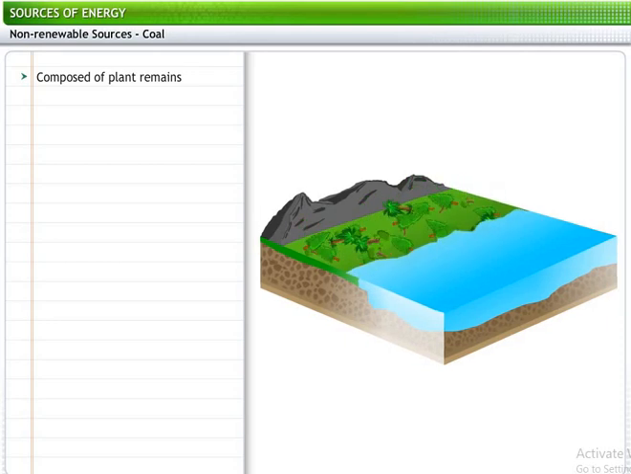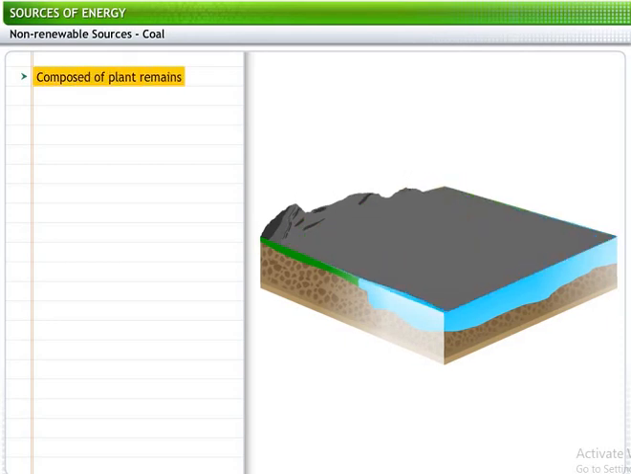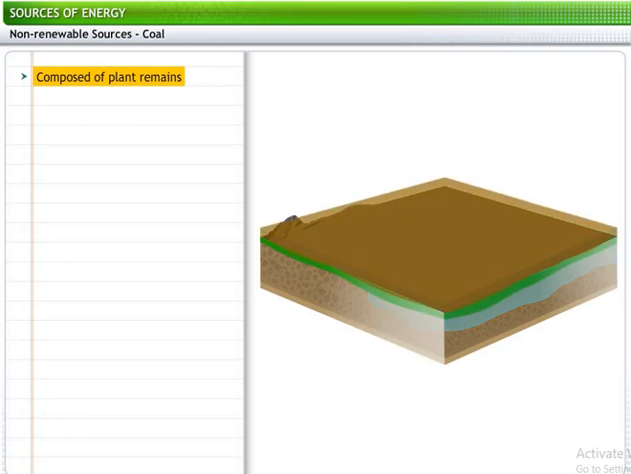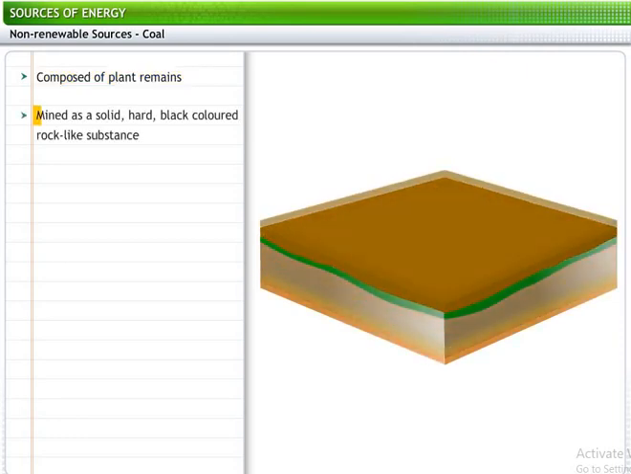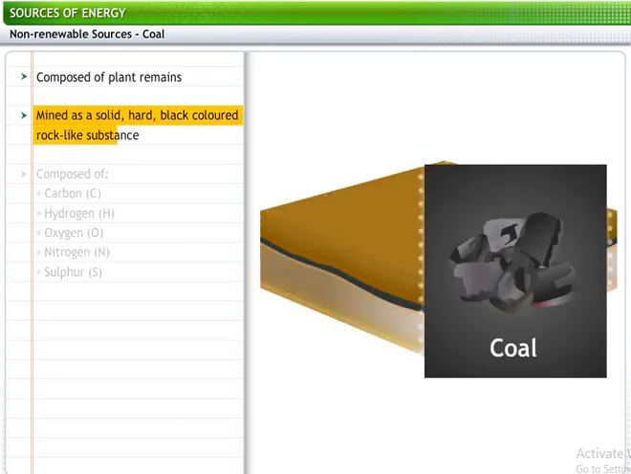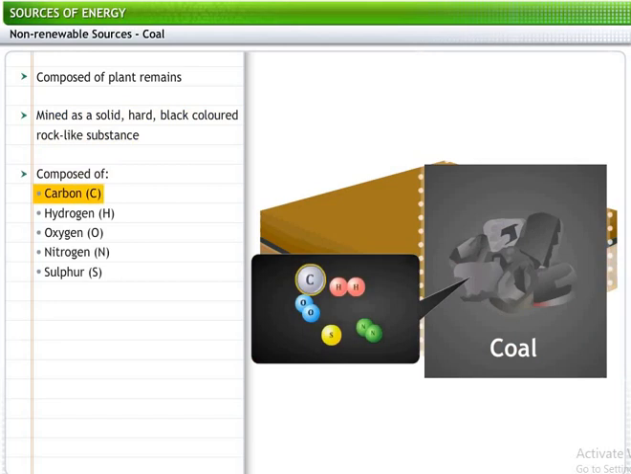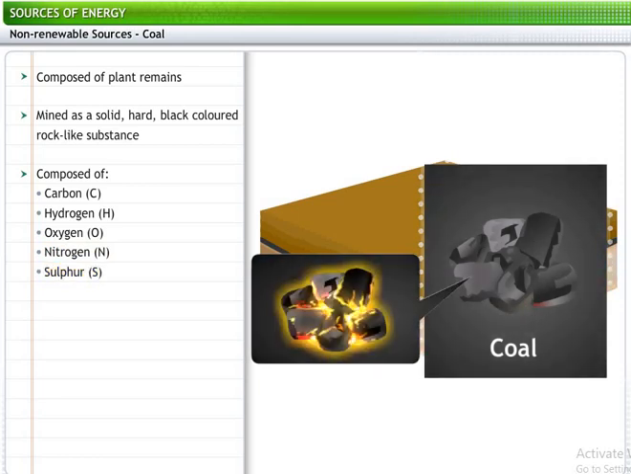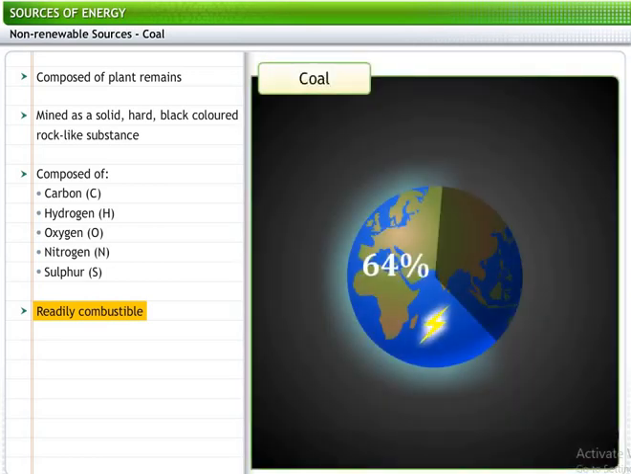Coal. Coal is obtained from plant remains that have not been oxidized and biodegraded over time. It is mined as a solid and is a hard, black-colored, rock-like substance composed of carbon, hydrogen, oxygen, nitrogen, and sulfur. Coal is used as a major source of energy since it is readily combustible and possesses a high calorific value. Coal is used to produce around 64% of the world's electricity.